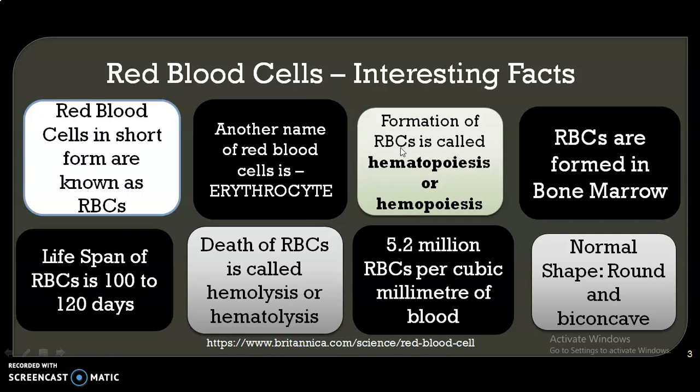Formation of red blood cells is called hematopoiesis or hemopoiesis. H-E-M-A-T-O-P-O-I-E-S-I-S, hematopoiesis, or H-E-M-O-P-O-I-E-S-I-S, hemopoiesis. Red blood cells are formed in bone marrow. B-O-N-E, bone, M-A-R-R-O-W, marrow, bone marrow.